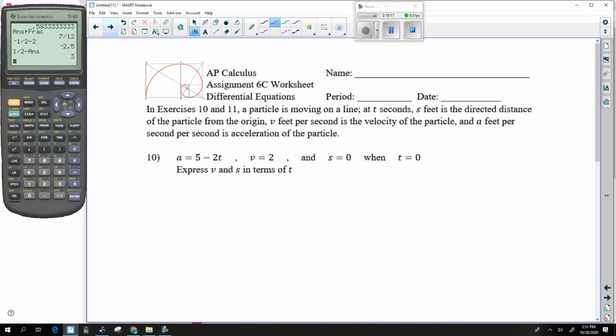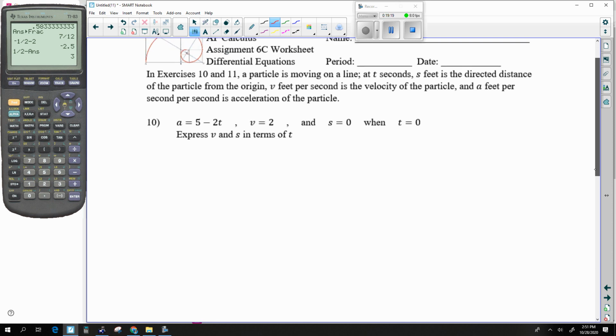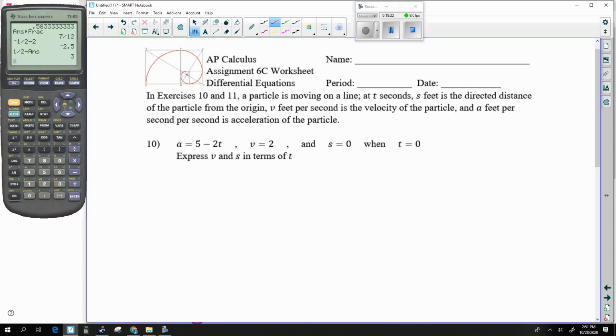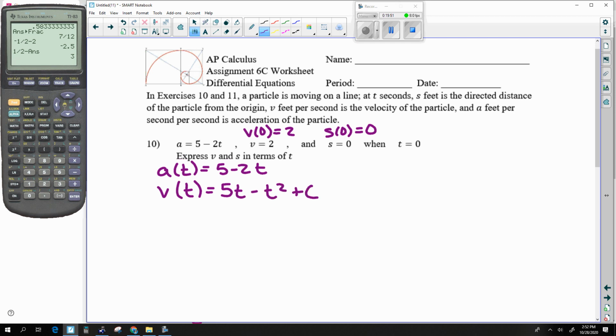All right, velocity and position in terms of time. So these are both at when time is 0. So v of 0 is equal to 2, and s of 0 is equal to 0. I'm going to write it in a more professional way. So the acceleration at time t is 5 minus 2t. If I take an integral of this, an anti-differentiation, that turns into a velocity. So that's 5t minus t squared, and that gets a c.